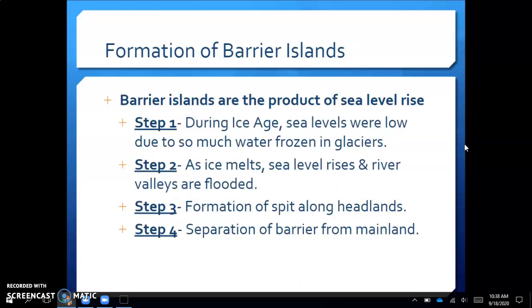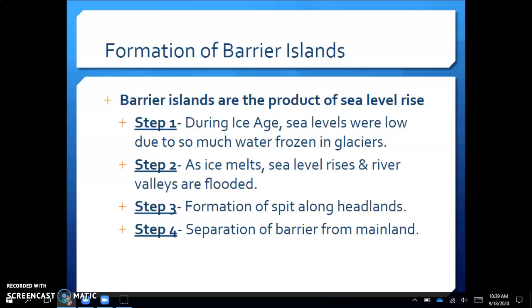So the formation of barrier islands happened in 4 steps. So number 1, during the Ice Age, sea levels were low due to so much water frozen in glaciers. So if you guys have ever seen the movie Ice Age, there were a lot of glaciers, a lot of snow covered the earth. It was very cold. We had a cold climate that covered the earth. Well, a lot of the ocean water was all frozen up into glaciers. And because of that, the sea level was lower.